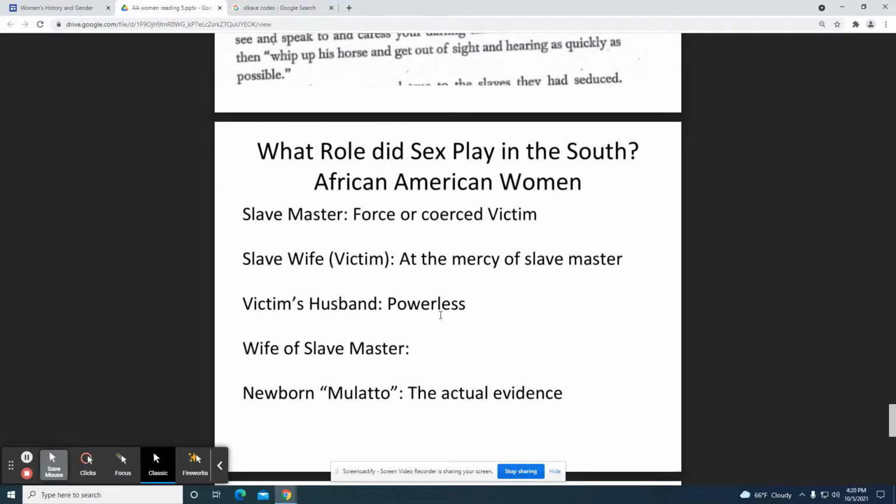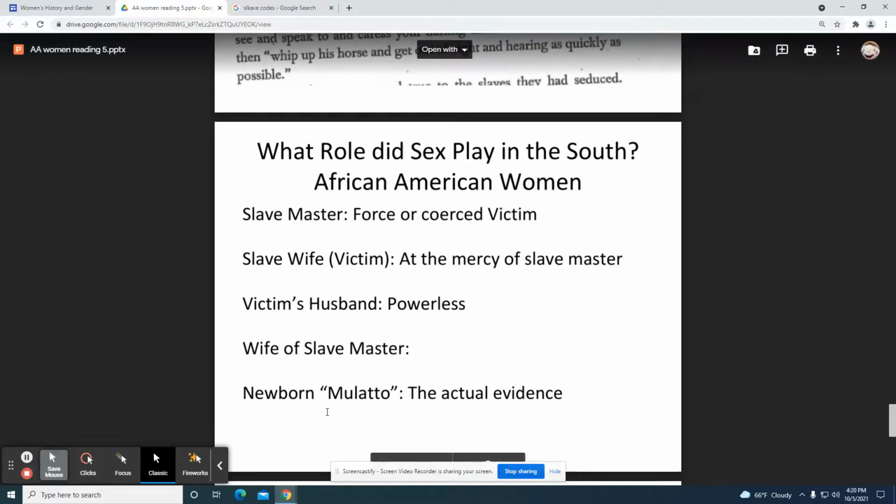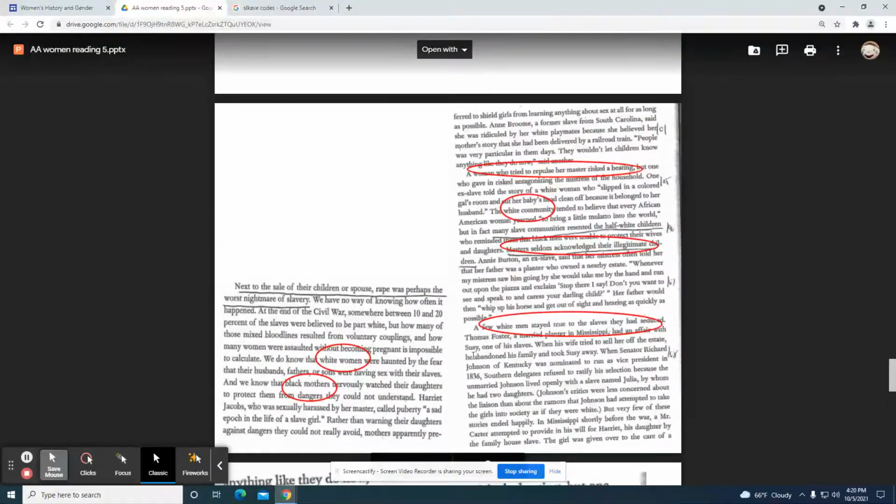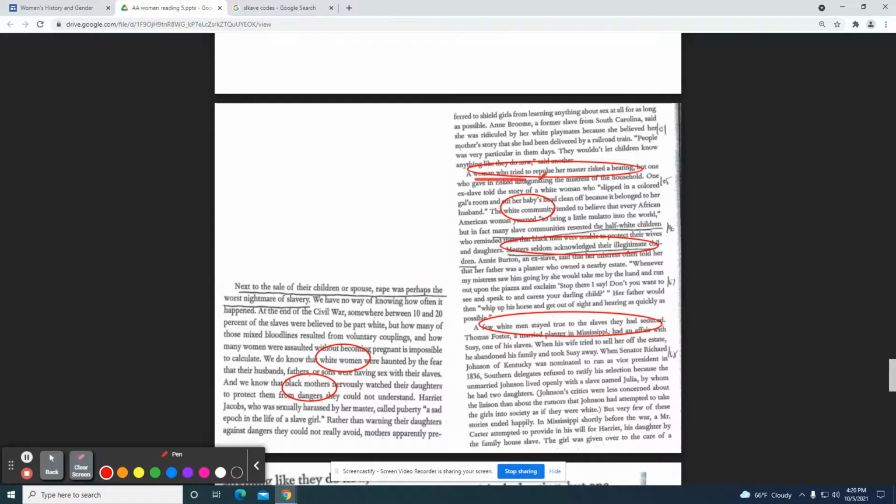So when we look at the response here, this is kind of what you're responsible for: the victim's husband is powerless. And then the half-black, half-white child becomes the actual evidence. And we see that playing out in the reading here. It talks about a woman trying to repulse her master, risking the beating. So she is going to have to submit through force.